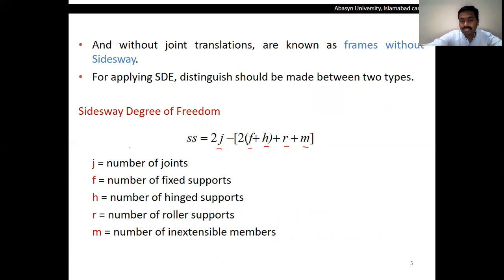inextensible members. Inextensible members are those members which cannot change their length upon loading. When the loading is applied, the length of the members after loading or before loading remains the same. Such types of members are called inextensible members.